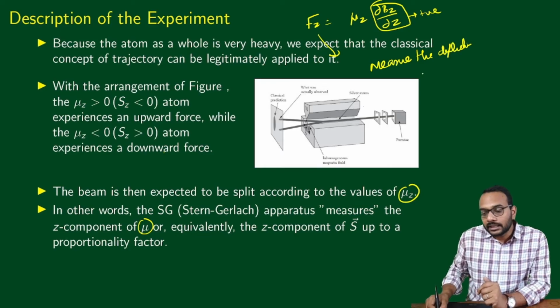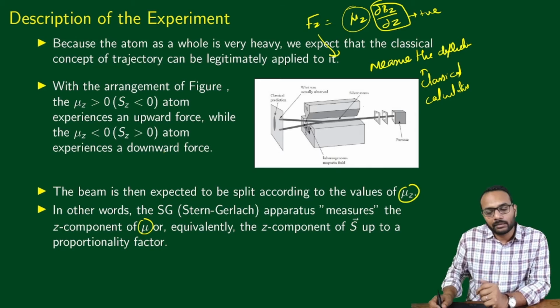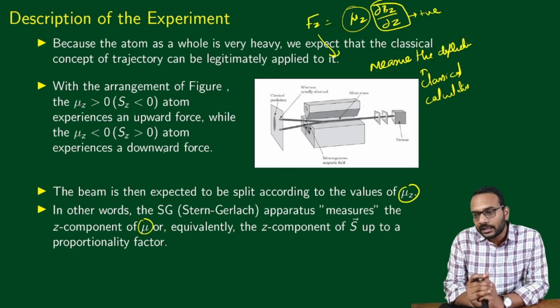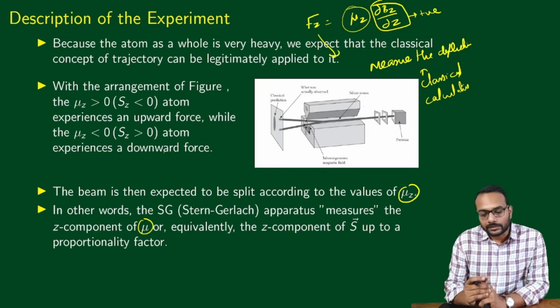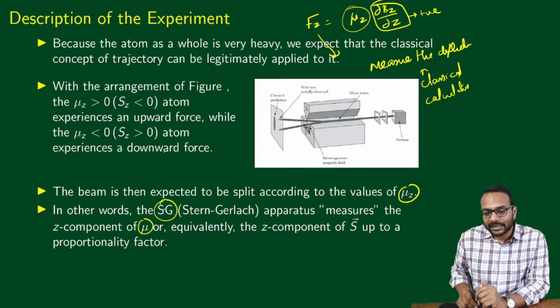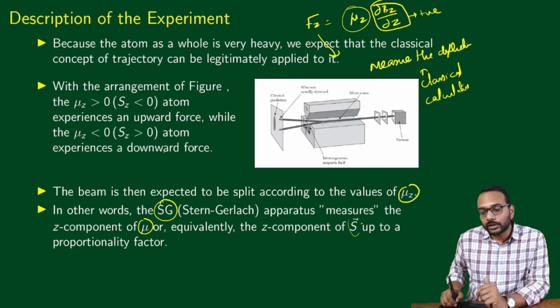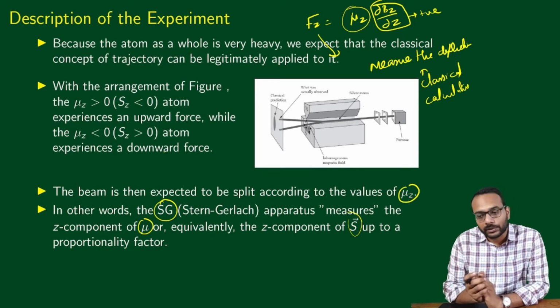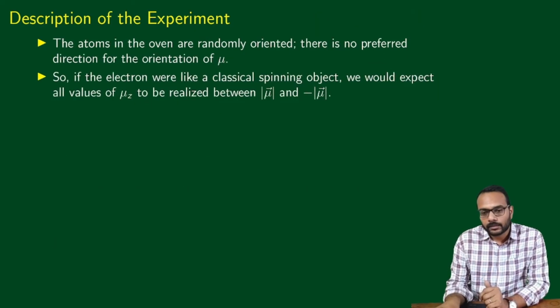Then compare it with the classical calculation for the reflection, and from that you can find mu z. By comparing the classical results with the actually measured value of the reflection, you can find the value of the magnetic moment. So the Stern-Gerlach apparatus measures the z component of mu, or equivalently the z component of S vector, because if you know the z component of mu, you also know the z component of the spin.